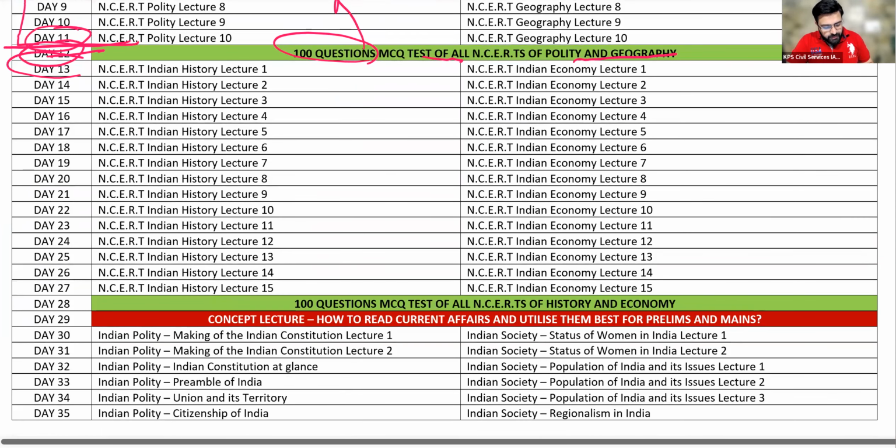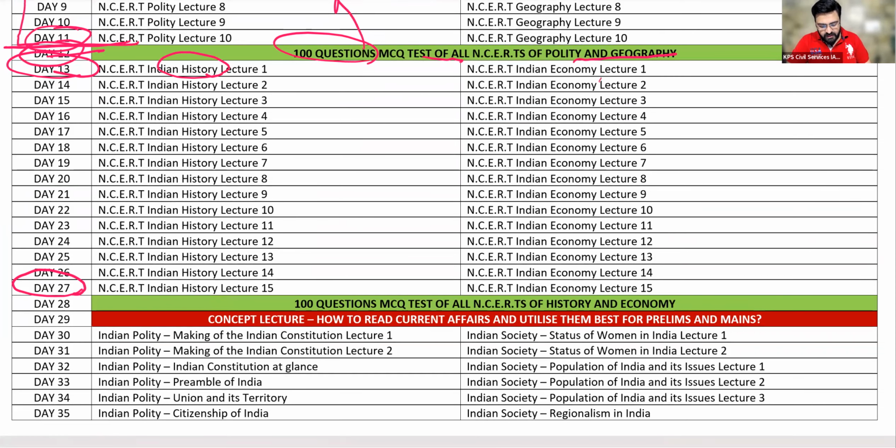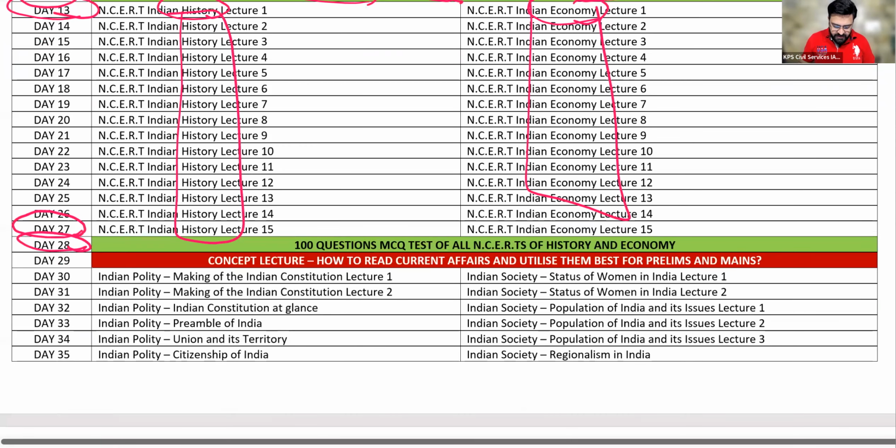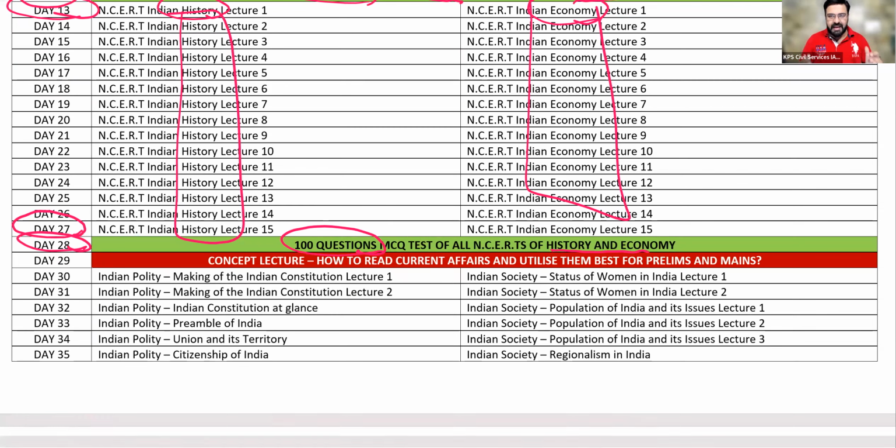So from day 13 to day 27, we will be doing the history and the economics NCERTs, in which we will be covering ancient, medieval, and modern history according to the NCERTs, and the economics from class 9 to class 12 for detailed explanation. Then we will have a 100-question test of these NCERTs, that is the history and the economics. Moving forward, we will be having a prelims test, 100 questions of history and economics, as we have covered. So each topic at its end would have a test of its own.